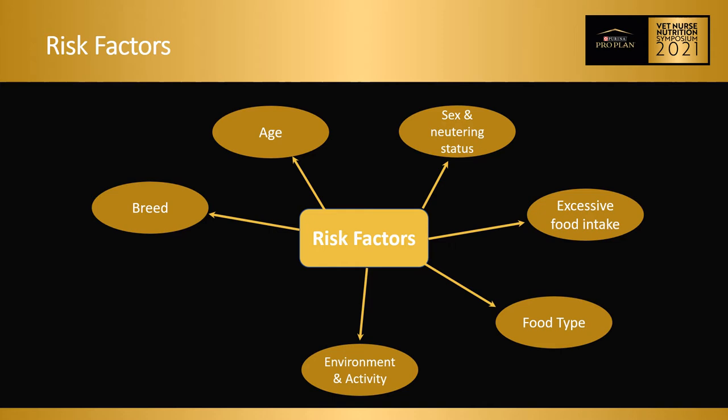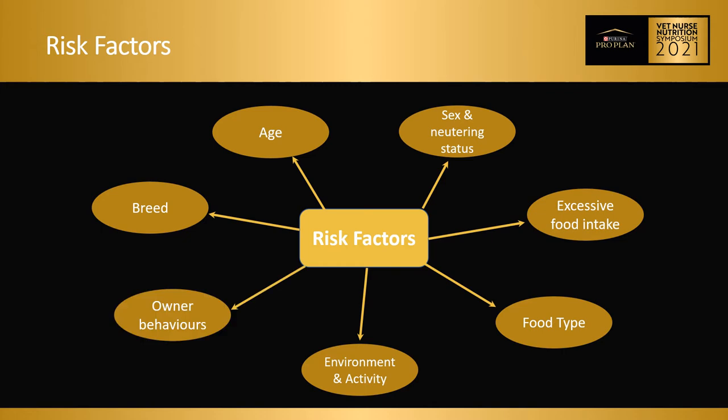Environmental and activity levels. So many studies have cited that inactivity and restricted or no outdoor access is a risk factor for obesity, especially for those pets that live in apartments or flats. Interestingly, cats that live with dogs or in multi-cat households with one or two other cats are actually also predisposed to becoming obese. So just something to bear in mind. And we know physical activity is important in preventing weight gain and maintaining that weight loss.